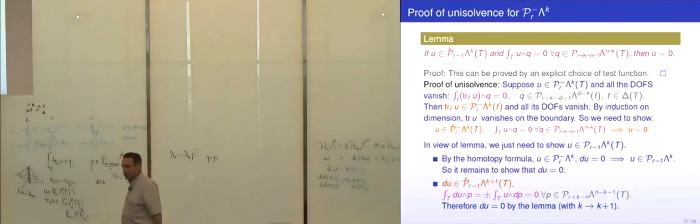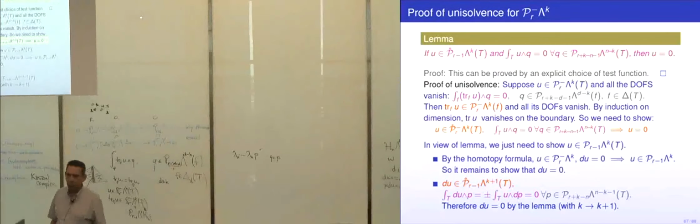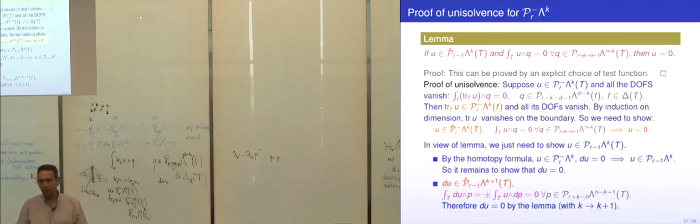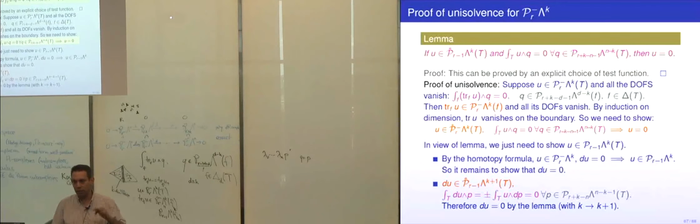And that one argument, in one fell swoop, proves unisolvence for the Raviart-Thomas elements, the Lagrange elements, the Nedelec face elements of the first kind, the Nedelec edge elements of the first kind, and all their generalizations in higher dimensions.